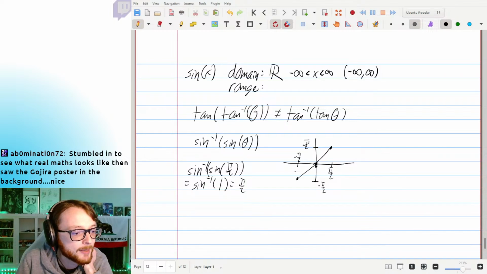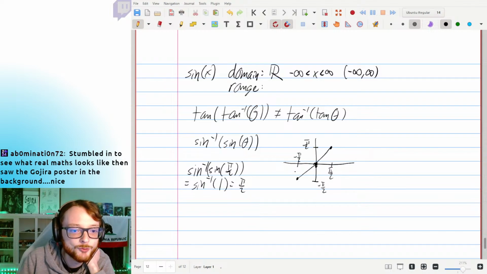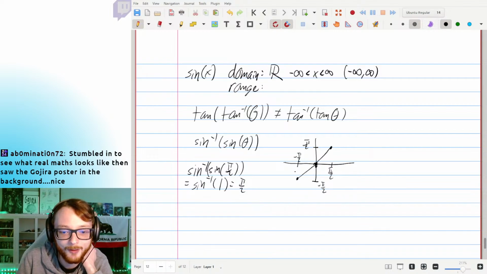Someone didn't see what real math looks like and saw the Gojira poster in the background. Hell yeah, Abomination. Welcome in. Right now we're just talking about trig functions and what happens when you do a trig function of its inverse, which is actually kind of a weird thing, but welcome in. Always nice to see another person who likes Gojira.